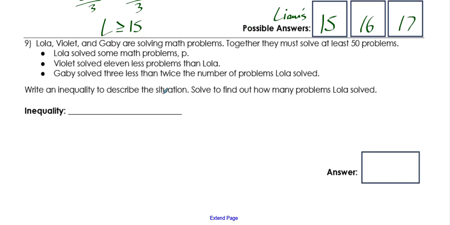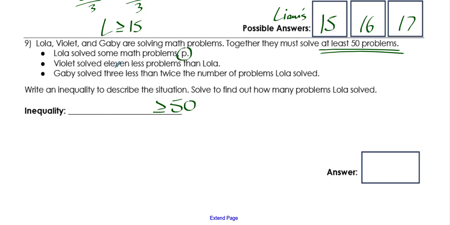Alright, last one. Lola, Violet, and Gabby are solving math problems. Together they must solve at least 50 problems. So actually, let's start there. At least 50 problems. Greater than or equal to 50. These are the problems that they're solving. That has to be bigger than or equal to 50. Lola solved some math problems. We're going to call that P.